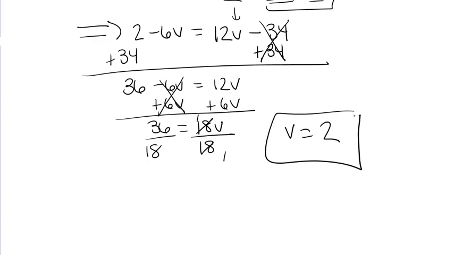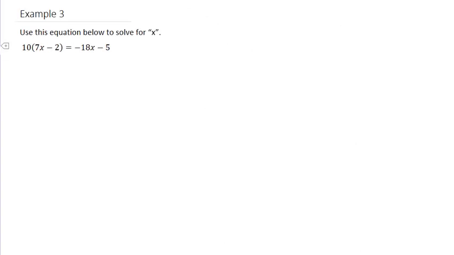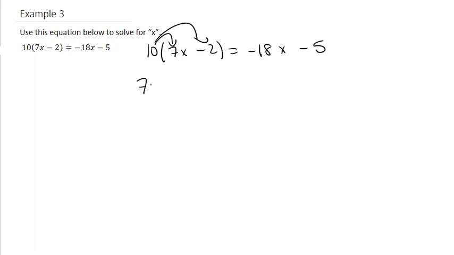Now let's go look at another example. Use the equation below to solve for the following. So let's go ahead and rewrite it. So let's first distribute. So we have 70x. Now 20 minus 20 times negative 2 is minus 20, which is equal to minus 18x minus 5.